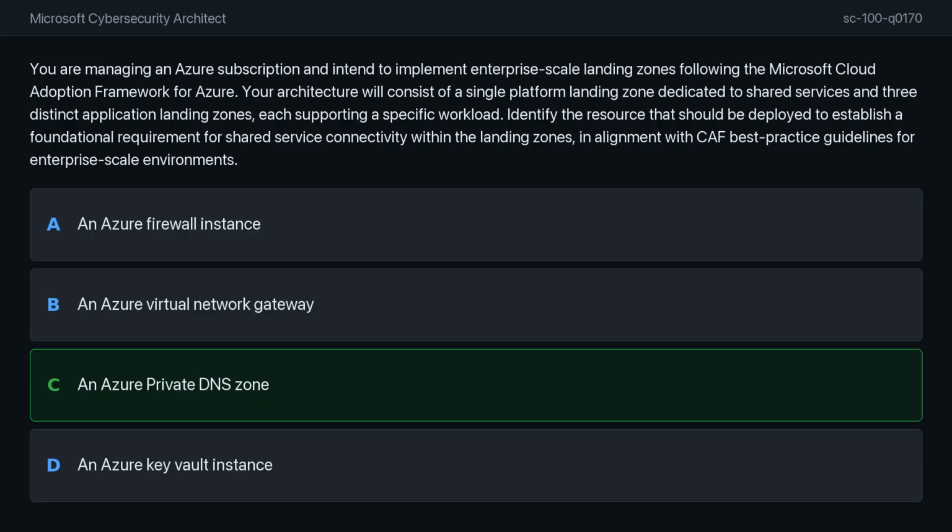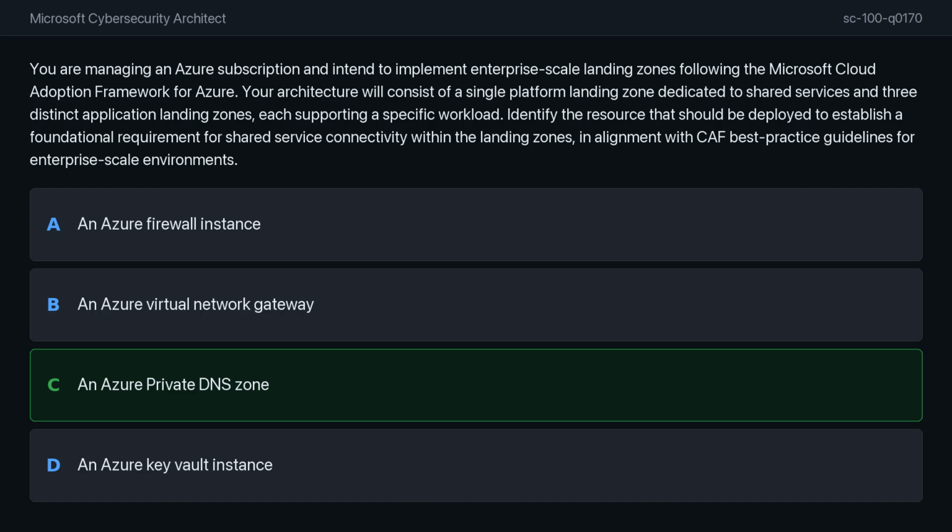In my view, the correct answer is option C, an Azure Private DNS Zone. According to the Microsoft Cloud Adoption Framework, centralizing DNS management is a foundational requirement. By deploying private DNS zones within your platform landing zone and linking them to your application landing zones, you ensure consistent and reliable name resolution across your entire enterprise architecture, especially when utilizing private endpoints.